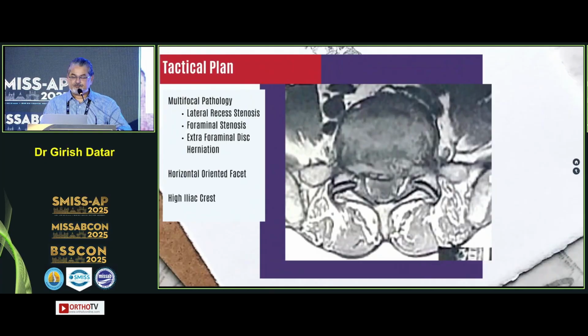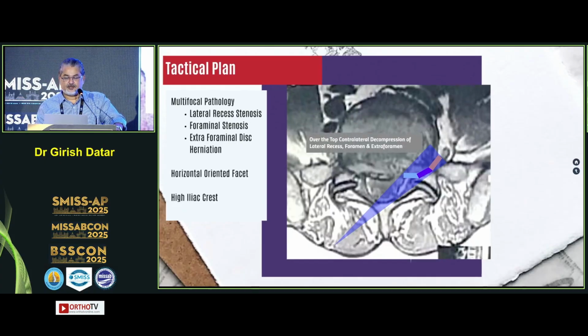Okay, the tactical plan in this kind of situation, where you have a multifocal pathology involving the lateral recess, foramen and extraforaminal region: a transforaminal surgery may do just half of the job. It may not be able to do everything. You may probably deal with the foramen and the extraforaminal region, but the lateral recess and the dorsal component may not be handled. Even with interlaminar surgery, you will not be able to handle this. So you may have to opt for something like over-the-top contralateral, where you can deal with a multifocal pathology in a much easier way.